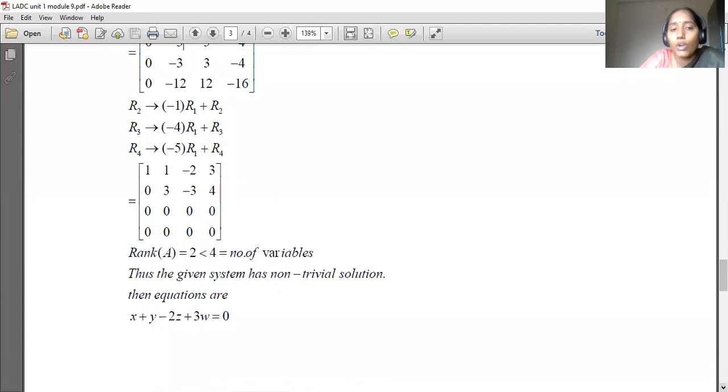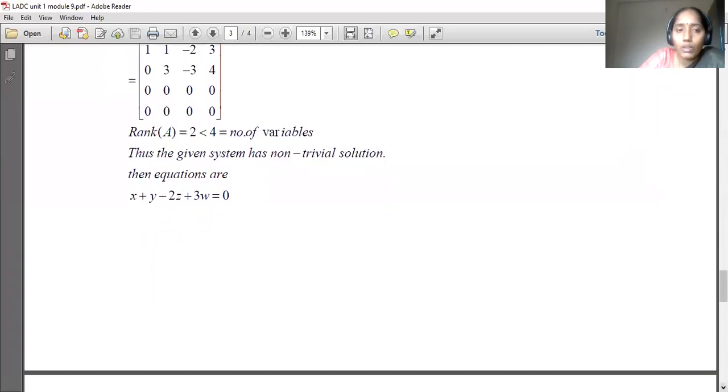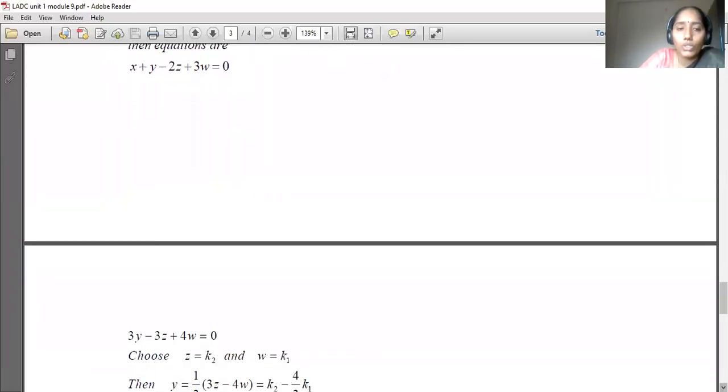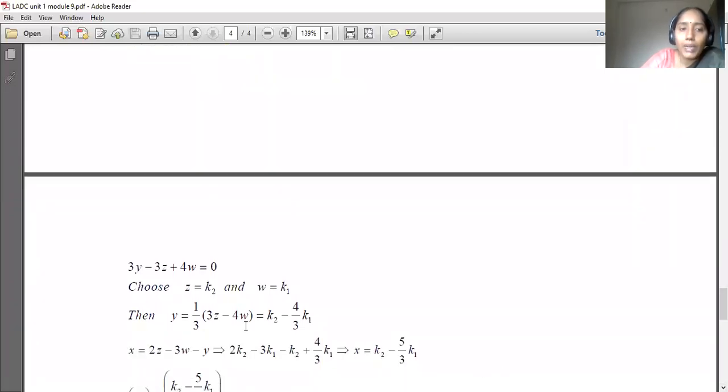Now, if it is a non-trivial solution, how will you find the solution? First, write the equations from this. Here, what are the variables? X, Y, Z, W. Multiplying out: x plus y minus 2z plus 3w is equal to 0. Here 3y minus 3z plus 4w is equal to 0. Now by backward substitution, find the solution.